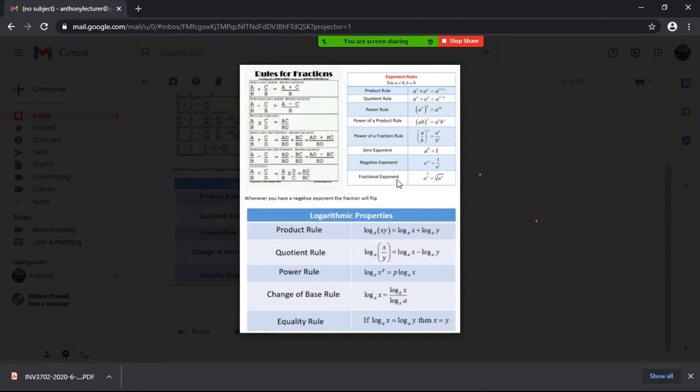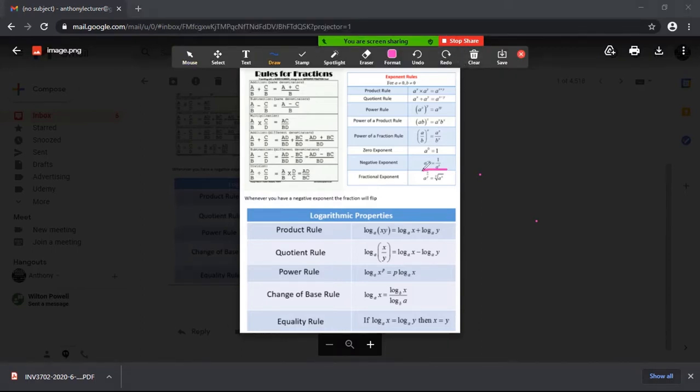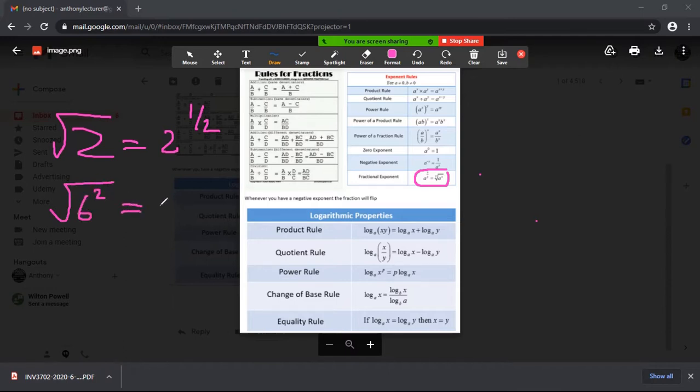And when you have a fractional exponent, so a to the x over y, it's the same as the y-th root of a to the x, with y outside. So just to show this one, if I had root 2, root 2 would be the same as 2 to the half. If I had the square root of 6 squared, that would be the same as 6 to the 2 over 2. When there's no 2 here, it's invisible.